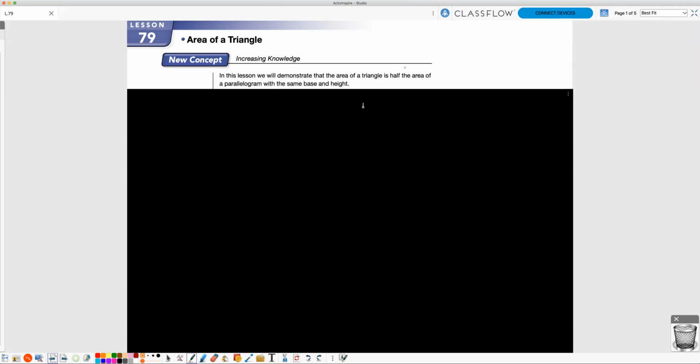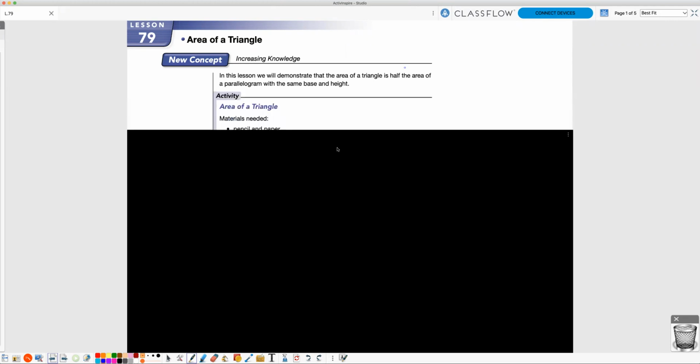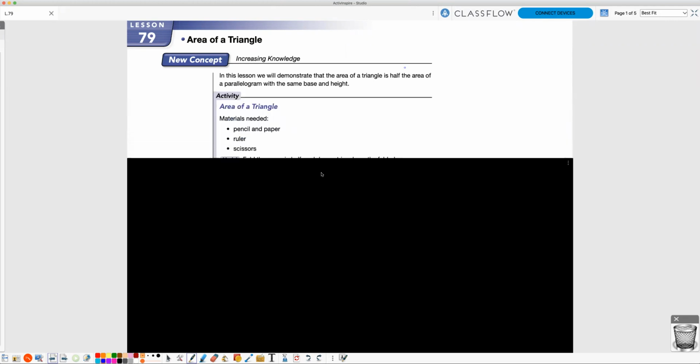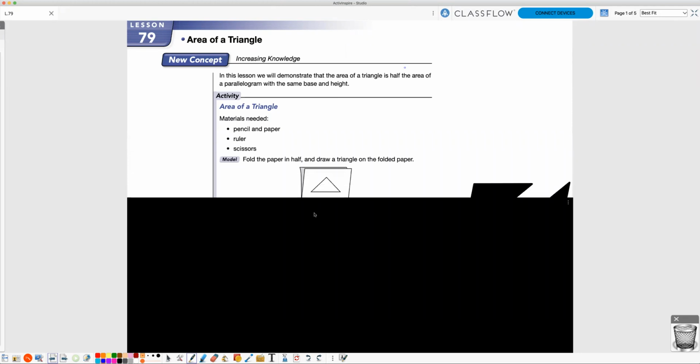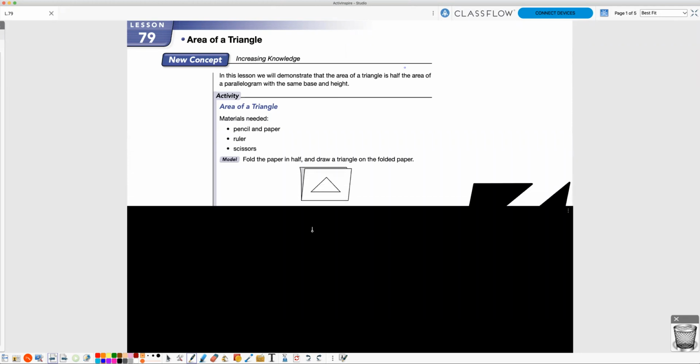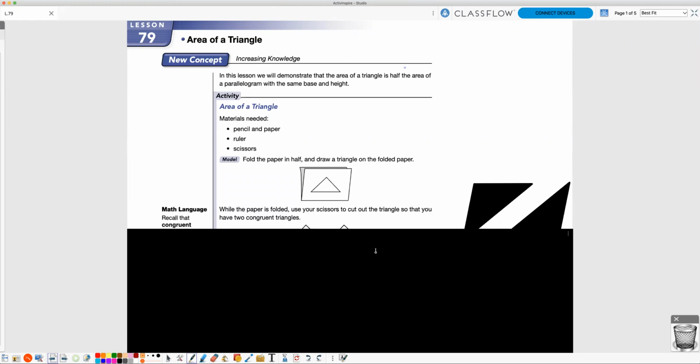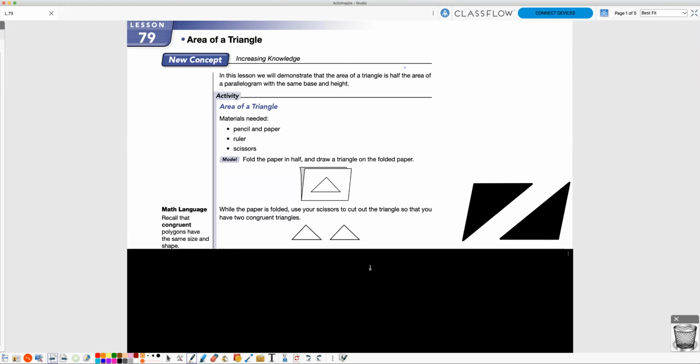In this lesson, we will demonstrate that the area of a triangle is half the area of a parallelogram with the same base and height. Some things you might want to use would be a pencil and paper, a ruler, and scissors. You can fold the paper in half and draw a triangle on the folded paper. While the paper is folded, use your scissors to cut out the triangle so that you have two congruent triangles.